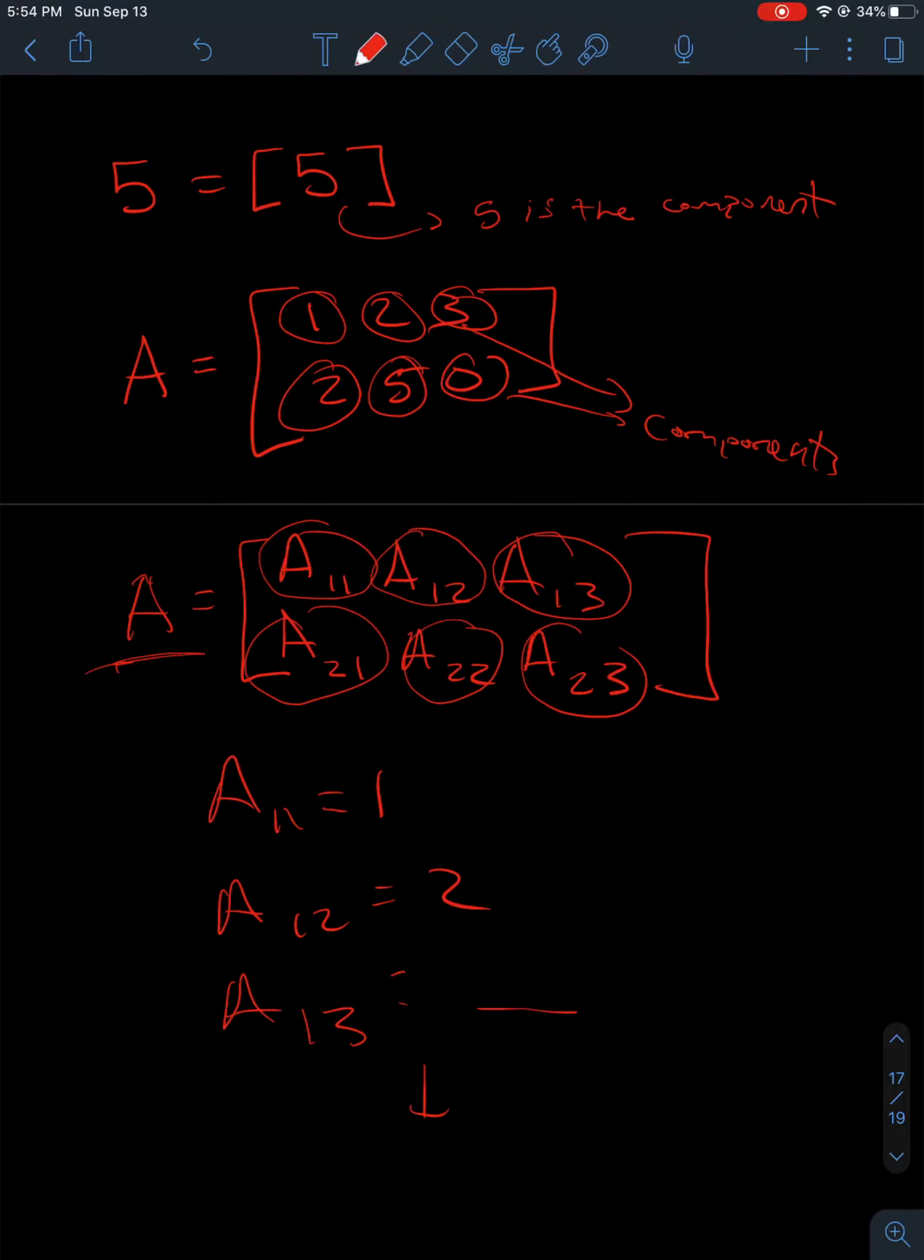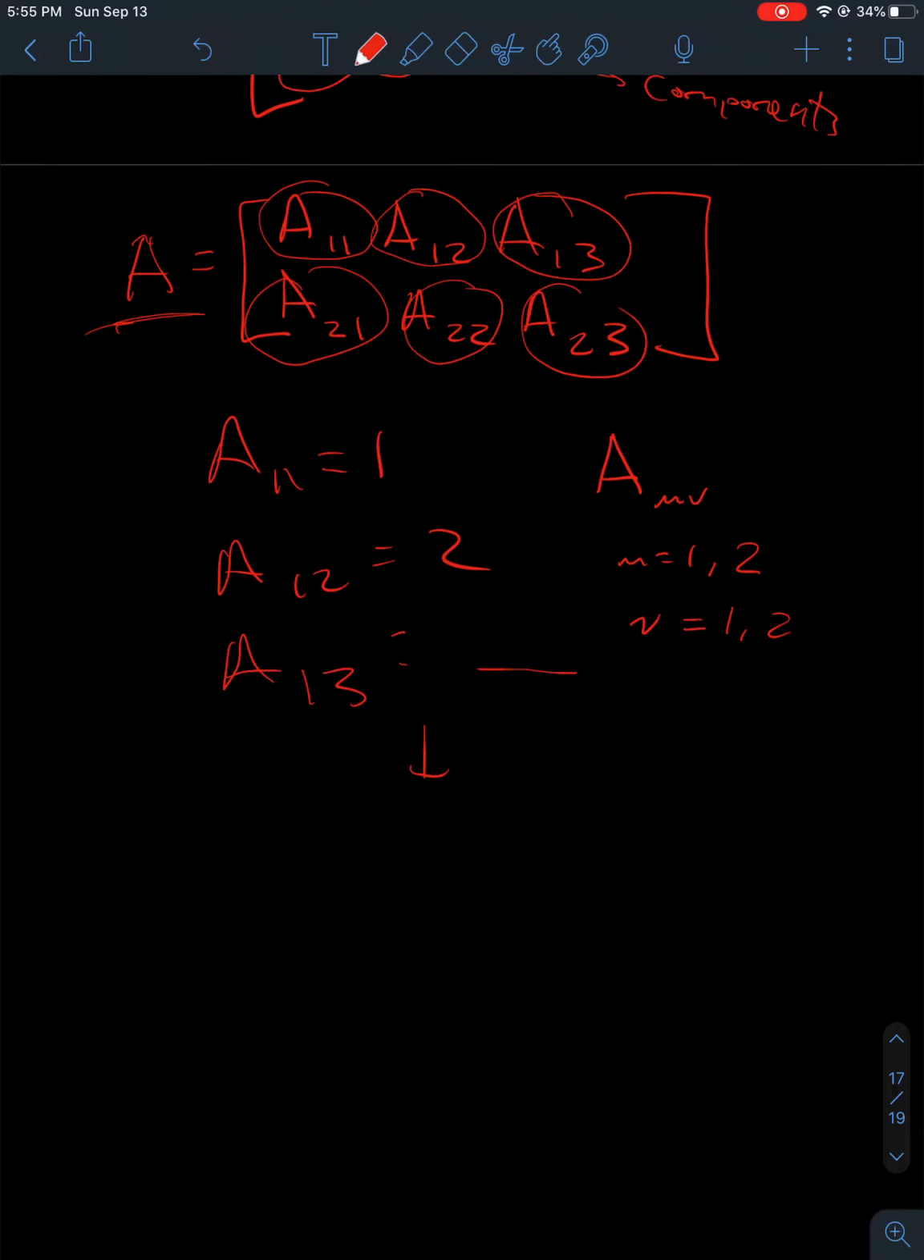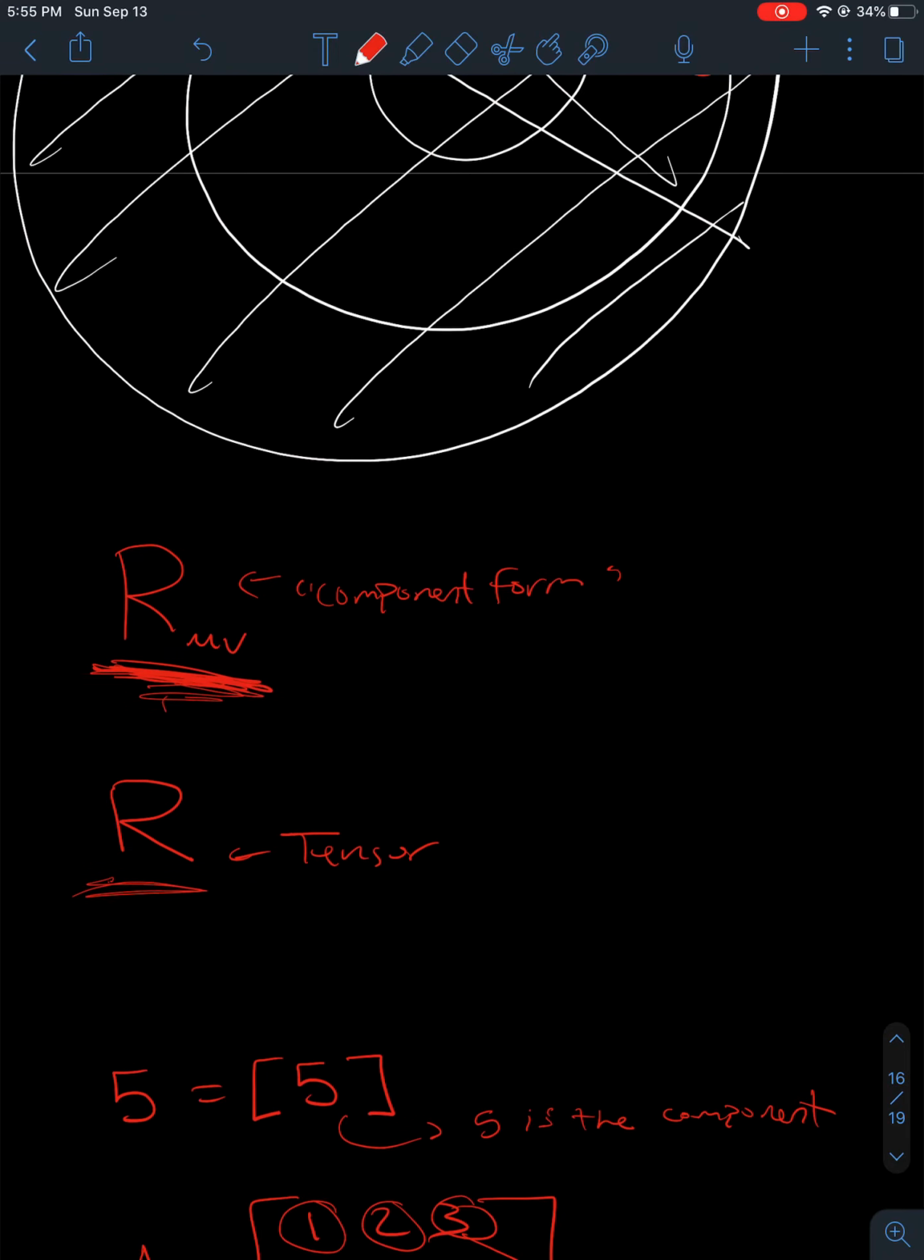And we can just say A mu nu, where mu can be 1 or 2, and nu can be 1 or 2 as well. So really, A mu nu is the component form for A. These values are just particular values for mu and nu. So that's what a component means. That's what a component represents.